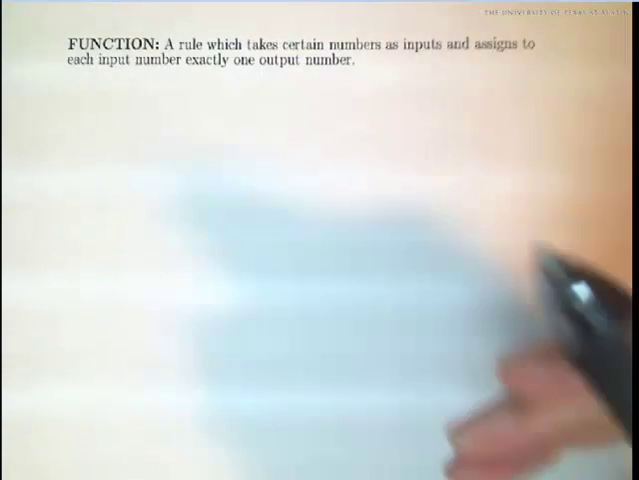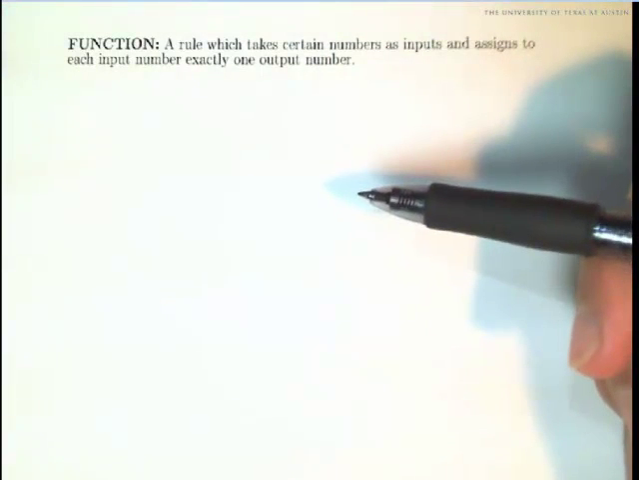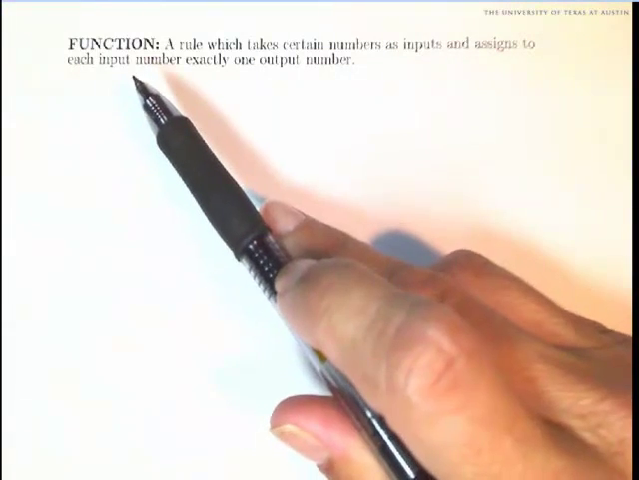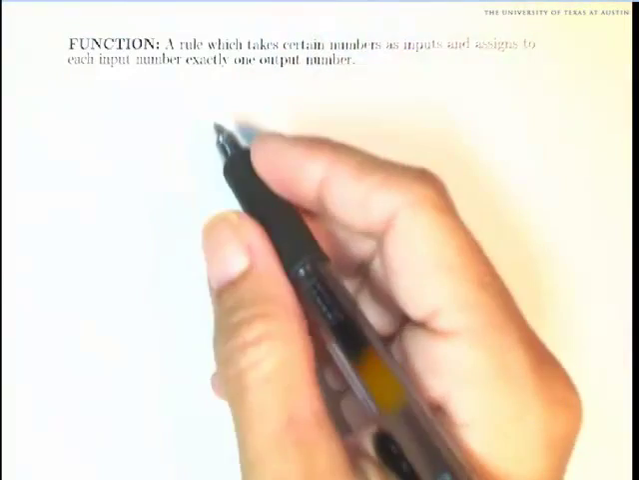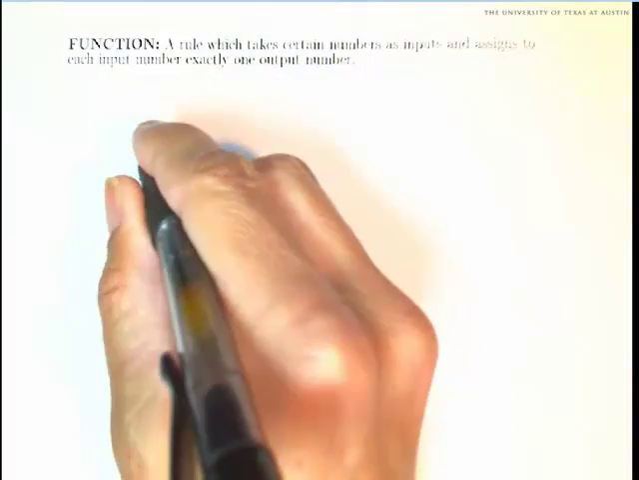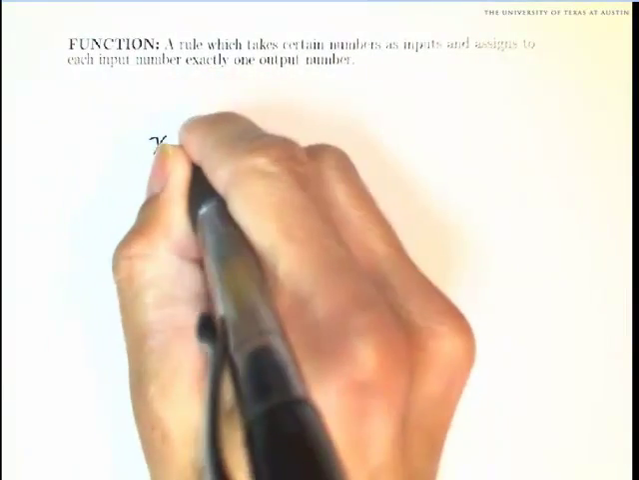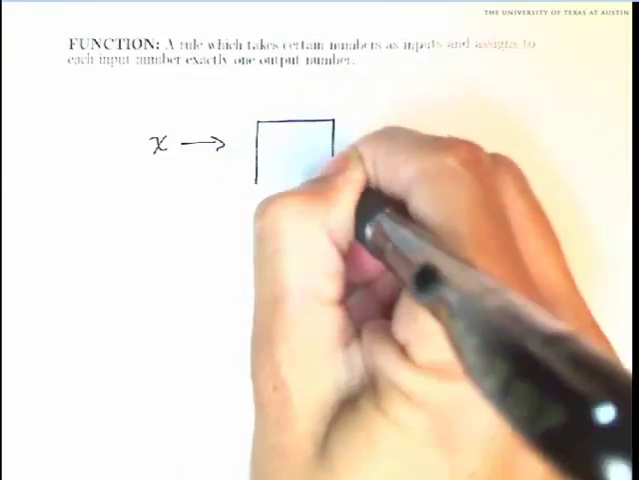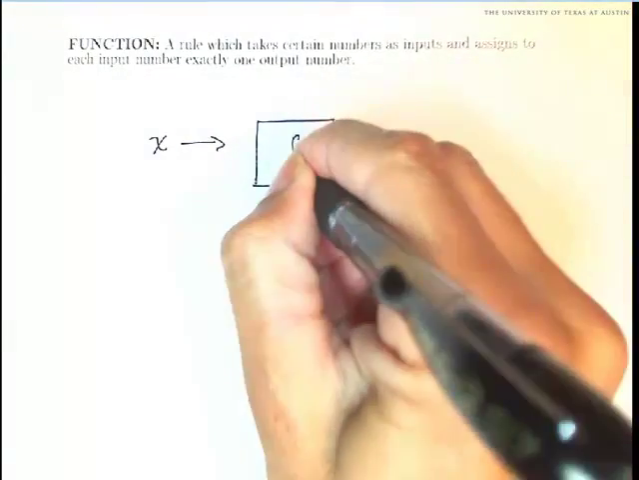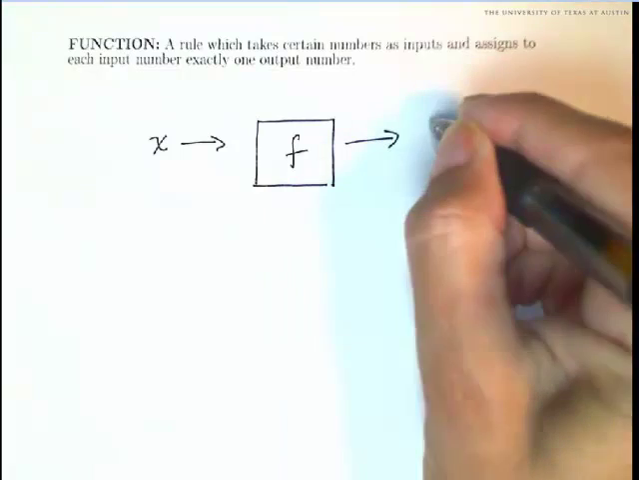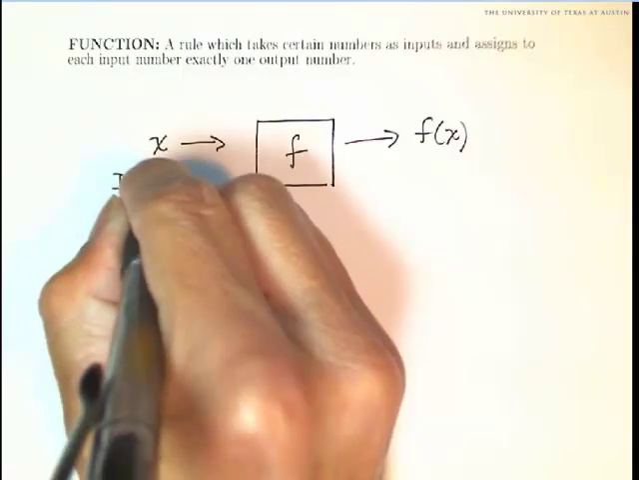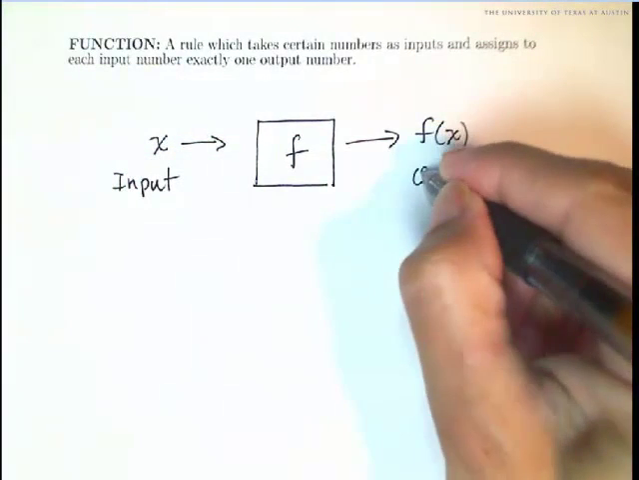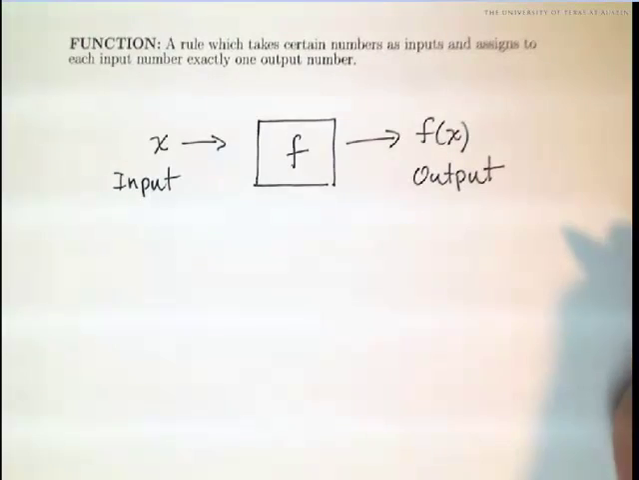Okay, so let's come up with our definition. A function is a rule which takes certain numbers as inputs and assigns to each input number exactly one output number. So we have an input and an output. Some of you may have seen a function box. So we have input values going in, we apply a function to it, and out comes your output. So this x in this case represents input, and f of x represents output.